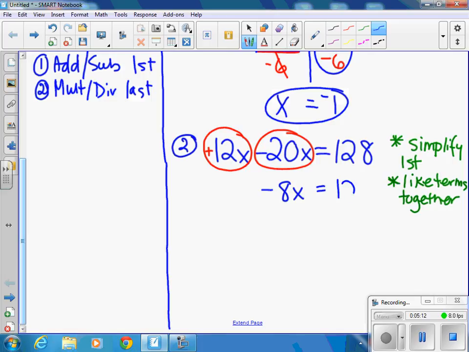Now, nothing happened over here. This is still 128, but now you can see we're down to our one-step equation. We've done our first step of combining our like terms. Now I'm going to do what to both sides?